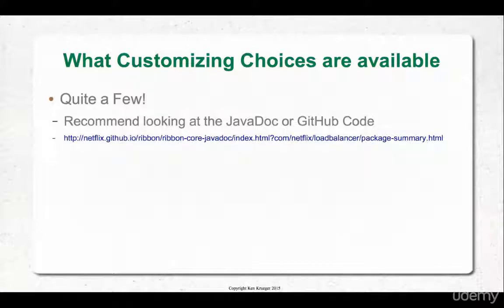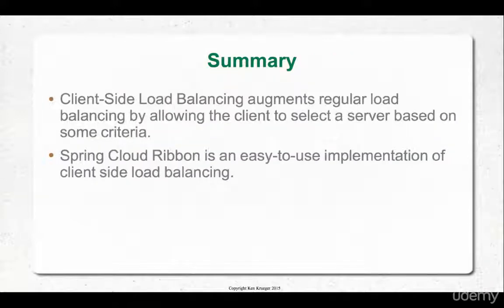Now, when it comes to all of the different options for server lists, load balancers, rules, pings, it would take too long to explore all of them, so I'll refer you to the Java docs or the GitHub code itself on the Ribbon project. You can learn all about the different options that you have. Suffice it to say that the defaults selected by Spring Cloud will get you up and running quickly and will probably work just fine in the majority of cases.